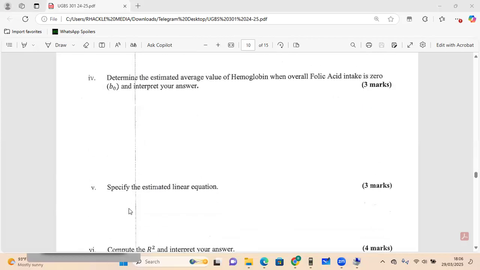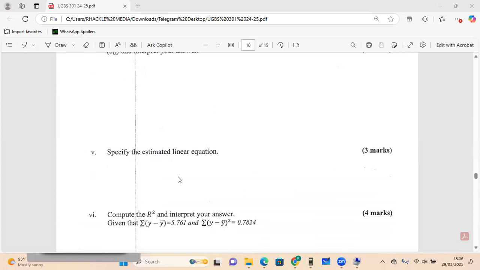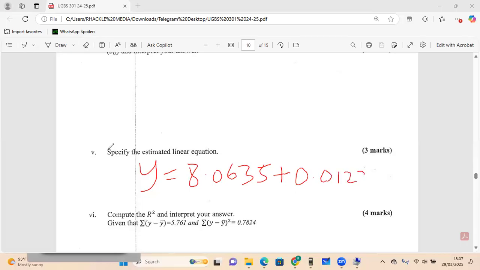So now they are telling us to specify the estimated linear equation, right? So the estimated linear equation, that's what we just solved. So it is going to be y is equal to the fixed cost, 8.0635, plus 0.0123x. So this is what is going to be the estimated linear equation, right?